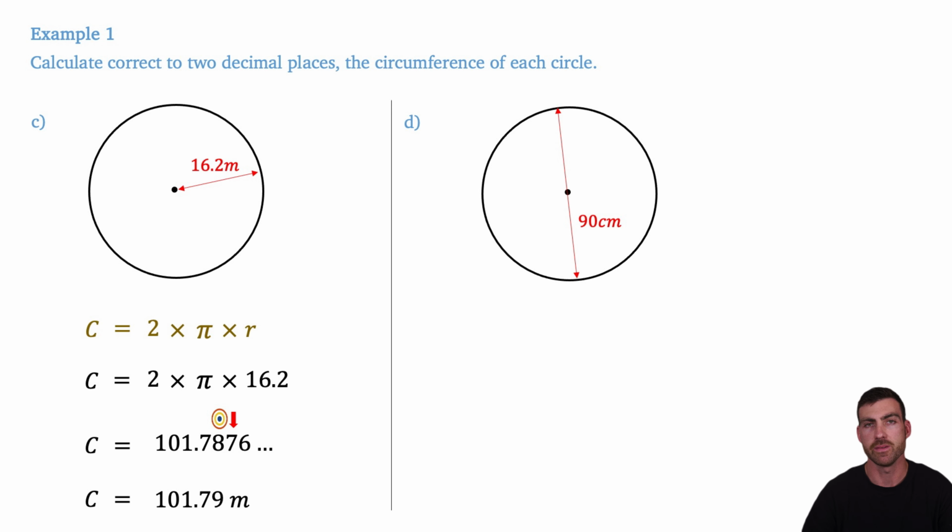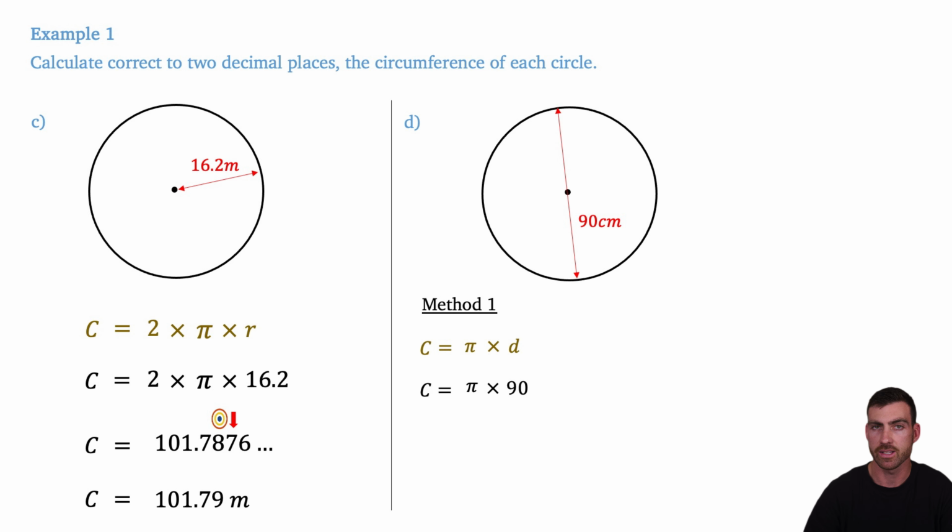In example D, let's try solve this using both formulas. Method 1, we check the diagram. Since we're given the diameter, let's use circumference equals pi times the diameter. The diameter is 90 for this question. Replace D in the formula with 90.